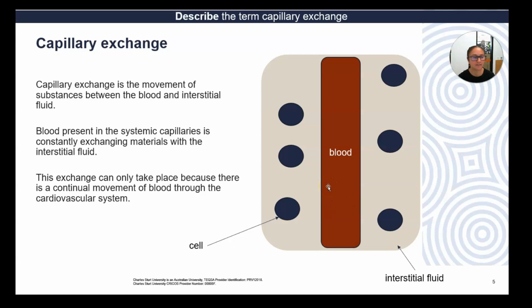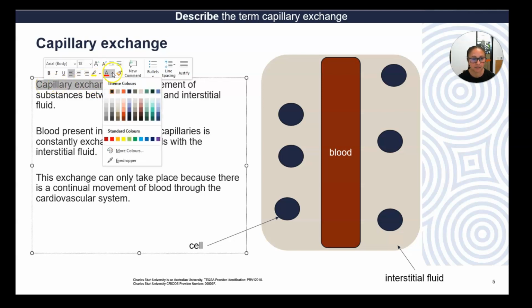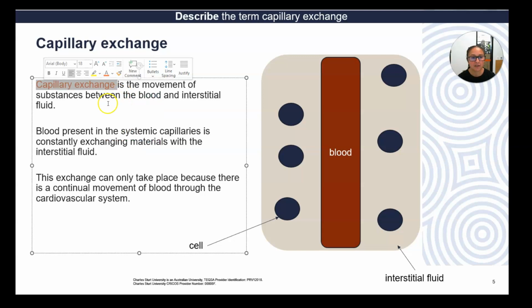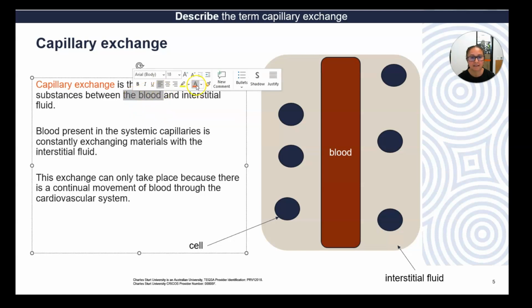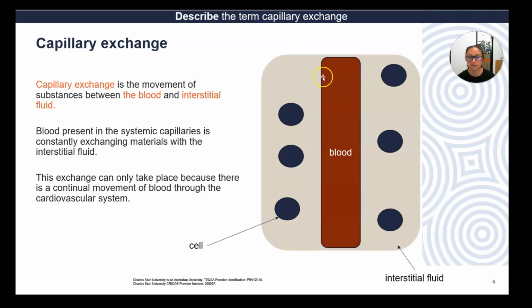So let's have a bit of a think about, what does it mean? What does this word capillary exchange mean? So when we think of capillary exchange, we're looking at the movement between the blood and the interstitial fluid. So if you think about it, what we want to do is move things from here into here.